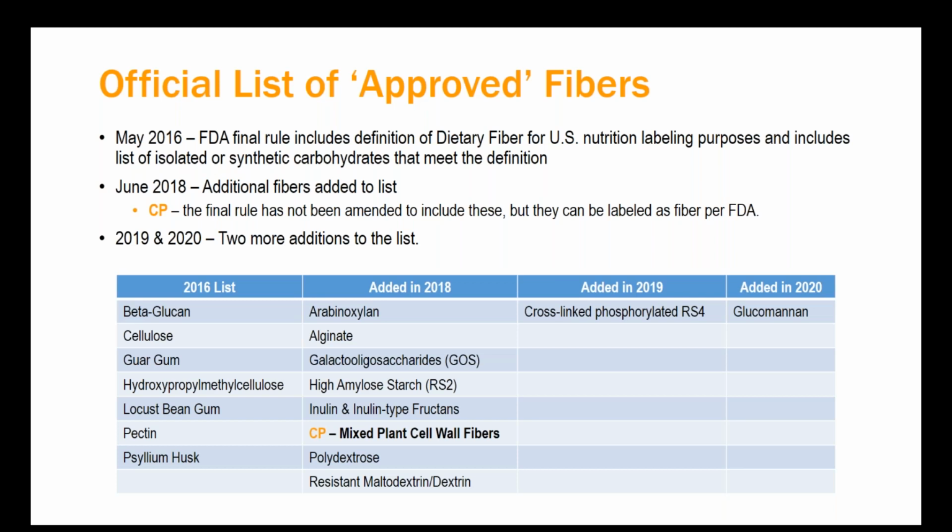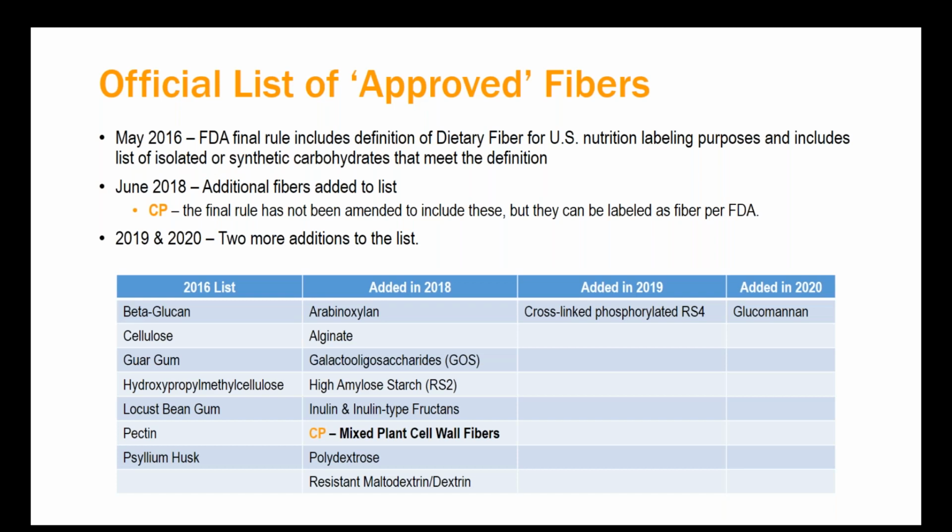Now, important to note here is that the final rule actually hasn't been amended to include these, but the FDA is saying that for now, you can label them as fiber. And they're saying that because they intend to include these in the amended final rule. But just an FYI, 2019 and 2020, we had 2 more additions to that list. So the cross-linked phosphorylated RS4 and your glucomannan.